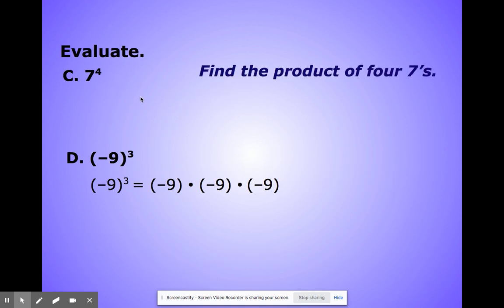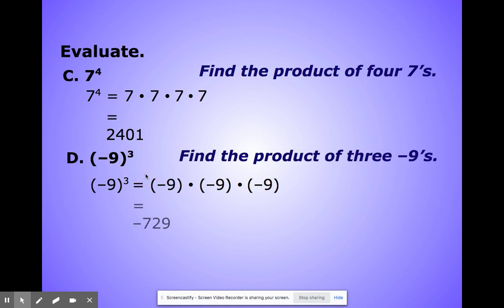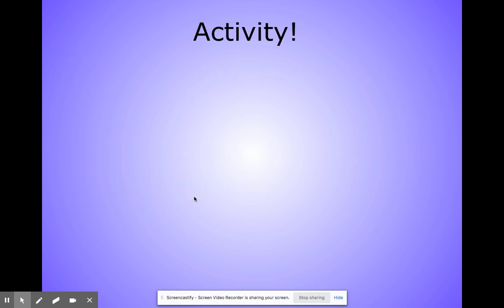Evaluate 7 to the 4th. Find the product of 4 7s. So 7 times 7 times 7 times 7, 4 times, you'll get 2,401. (-9) times itself 3 times, so -9 times -9 times -9. Notice how we have parentheses. We also have an odd exponent, so we will get a negative answer of -729.